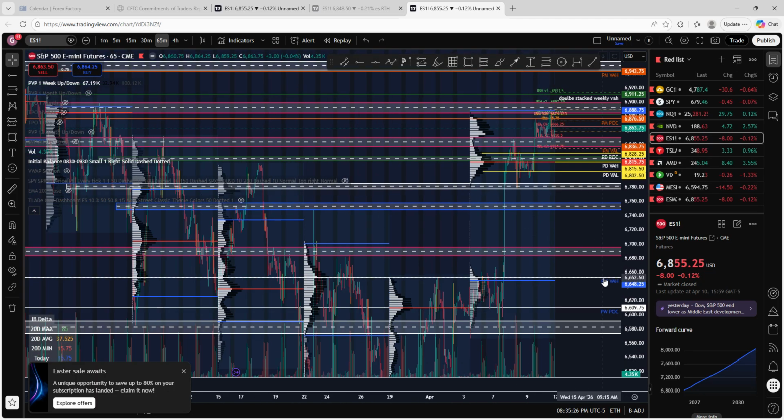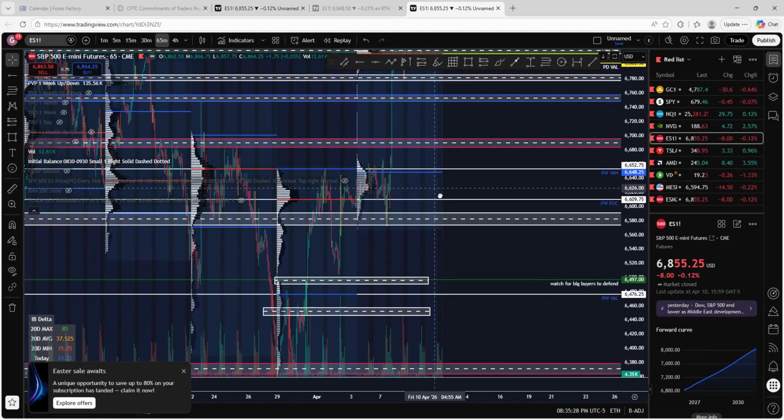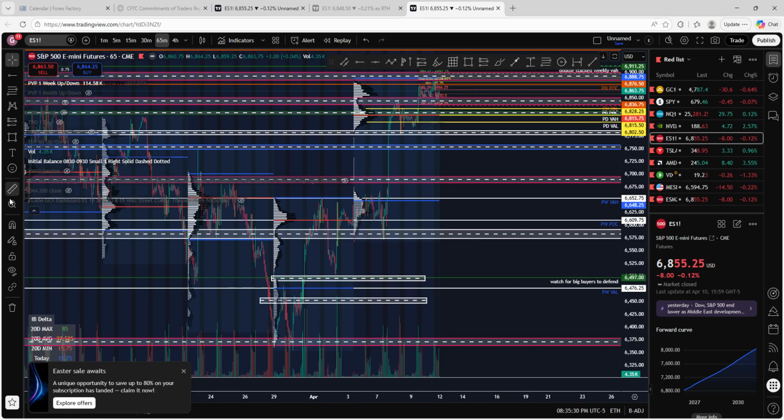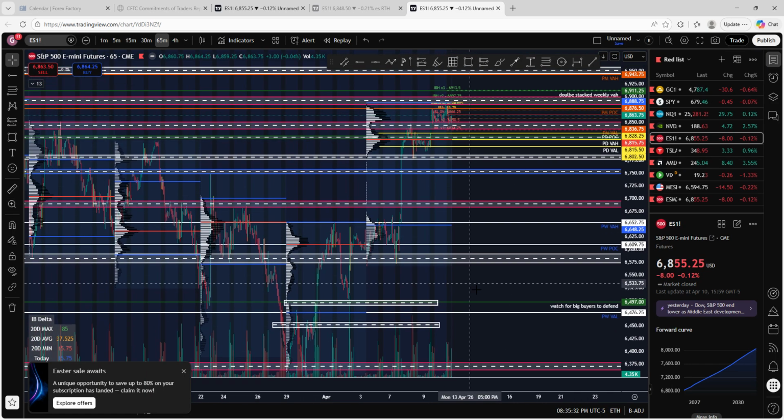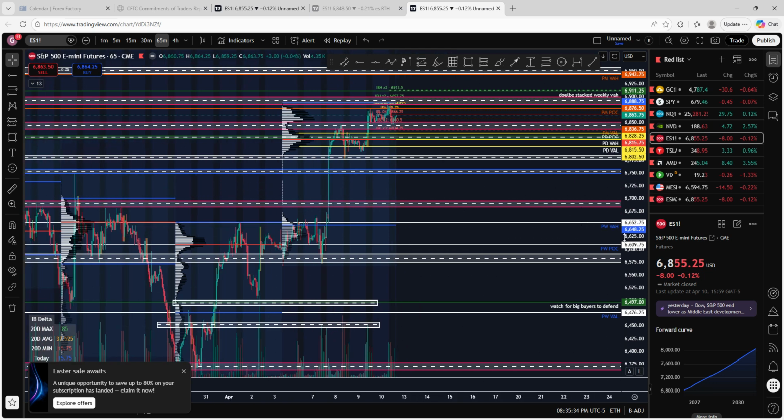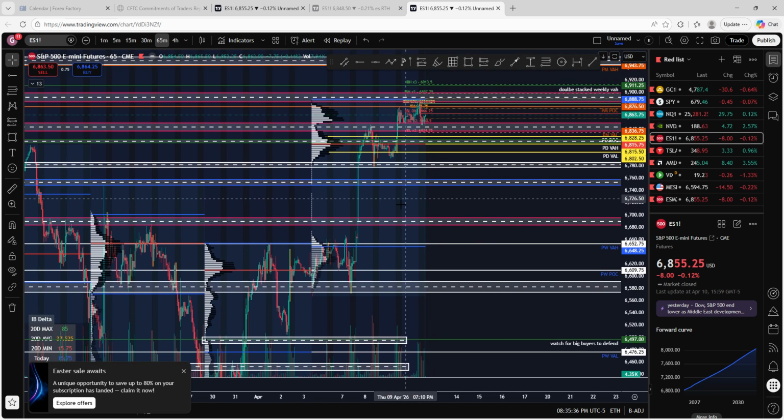If you guys look at this profile here on the weekly time frame, 65 minutes we're on right now, which is what you want to do to chart your weekly value areas. PVP 1 week.